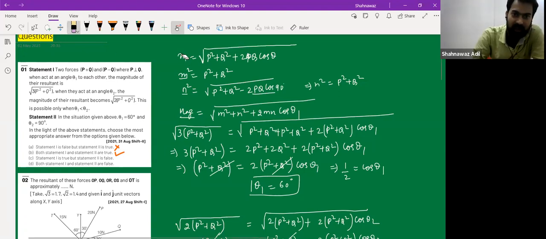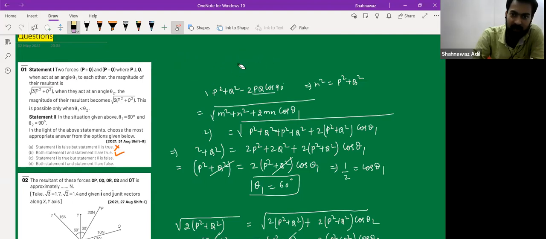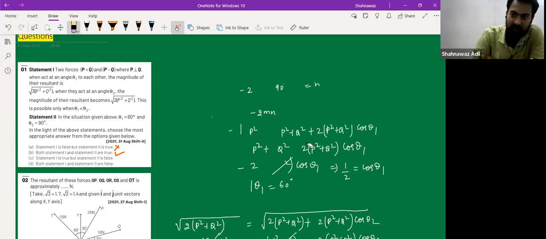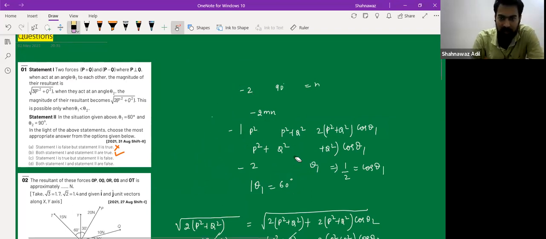Okay, so let us do this second problem. Before I do this second problem, you guys already know about the resolution of vectors, right? So can you give a recap type of ones? A recap of what?